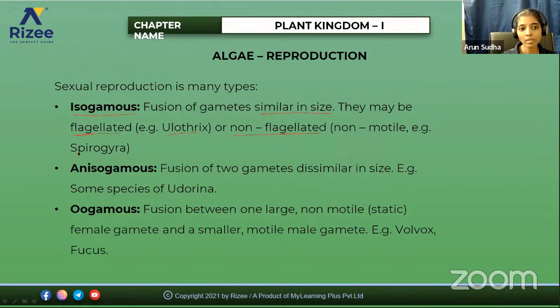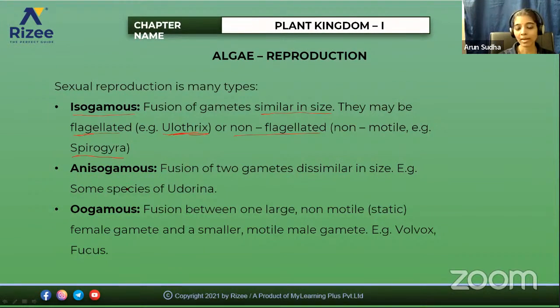So in the case of Spirogyra, they are non-motile. So these examples you have to be clear. Example for the flagellated gamete is Ulothrix, and for non-motile it is Spirogyra.